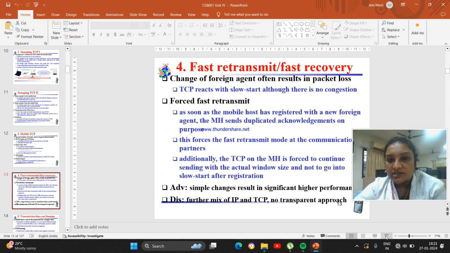Then we have fast retransmit/fast recovery. Here TCP reacts with a slow start even though there is no congestion. But some of the time you need fast retransmit or fast recovery. At that time, a new foreign agent is provided and the MH sends duplicate acknowledgements on purpose. Then you resend your data, and there is no mixture of IP and TCP in this approach.